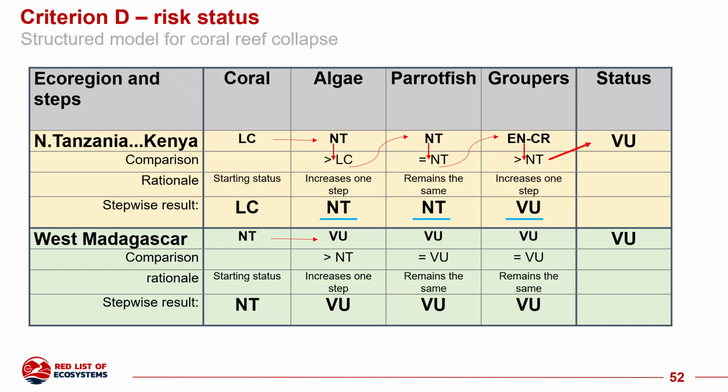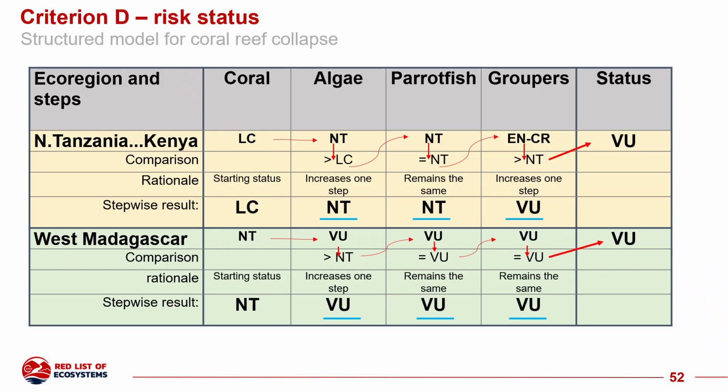The next component in the ecological sequence is algae, which are assessed at vulnerable. That's one level higher than near threatened. So we move the overall status up one level to vulnerable. Parrotfish are also at vulnerable, so the status remains at vulnerable. Groupers are also vulnerable, so again, there's no change. So by the end of the sequence, the final risk status under Criterion D for West Madagascar remains vulnerable.